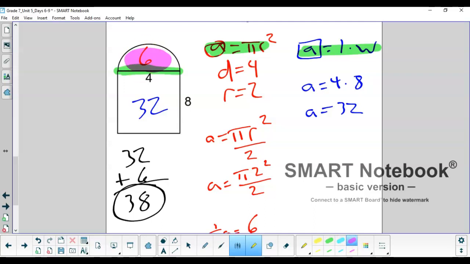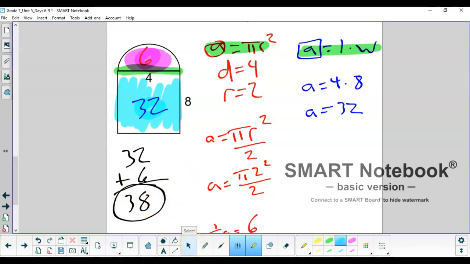I also had to find the area of the bottom piece that I did in blue. Obviously, we can see the answer is 32, but how did I get 32? Well, the area of a rectangle is equal to length times width. So the length and the width were 4 and 8. 4 times 8 is 32. So now I have to combine my areas. I had my first area of 6. And now I'm combining that with my rectangle's area, 32. 32 plus 6 would give you 38.